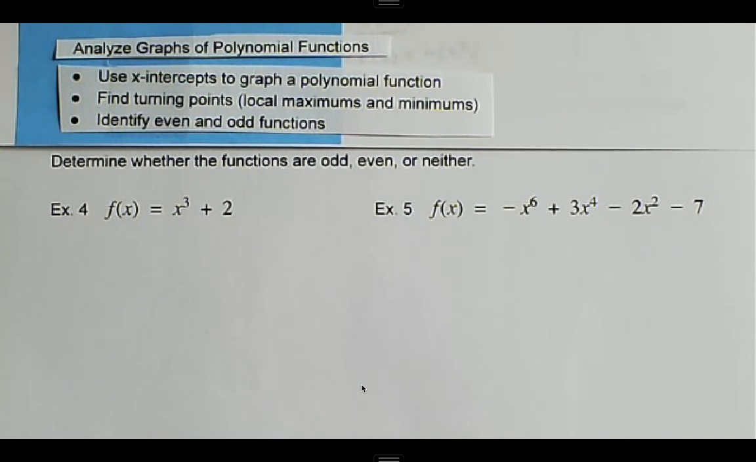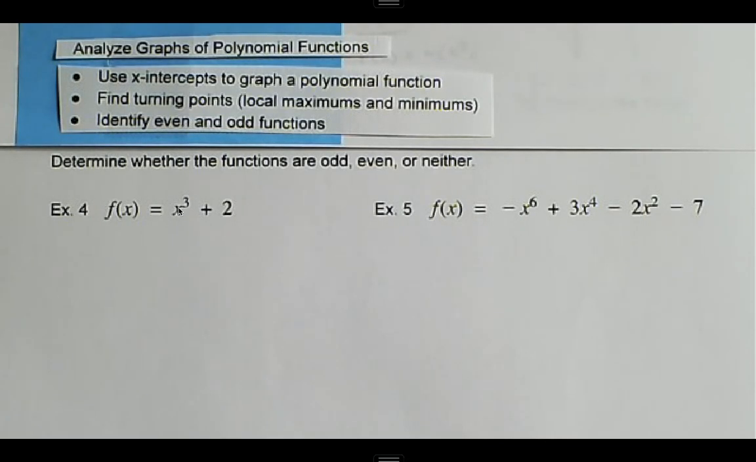About analyzing graphs of polynomial functions, and we want to identify even and odd functions. If we look at example 4, we see that we have a highest degree of x to the third. So the highest degree is odd. So we're going to check if this is an odd function. We know it's not going to be an even function, but we can check and see if it's going to be an odd function.